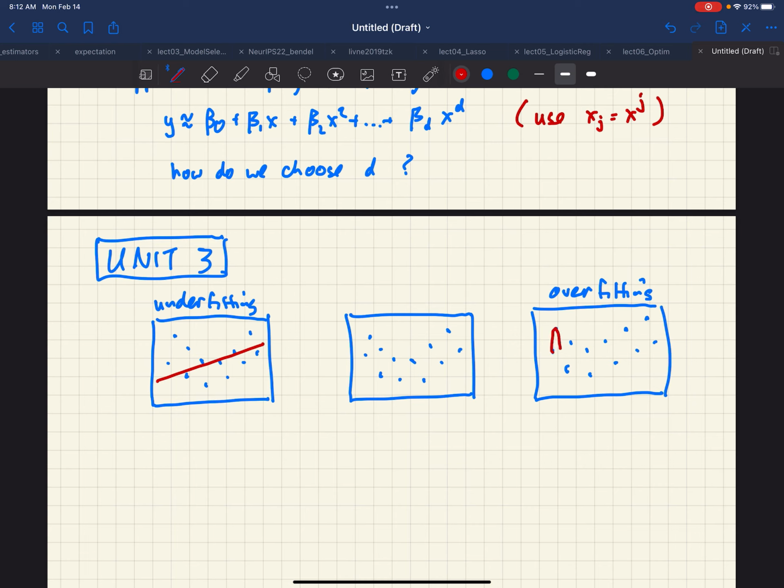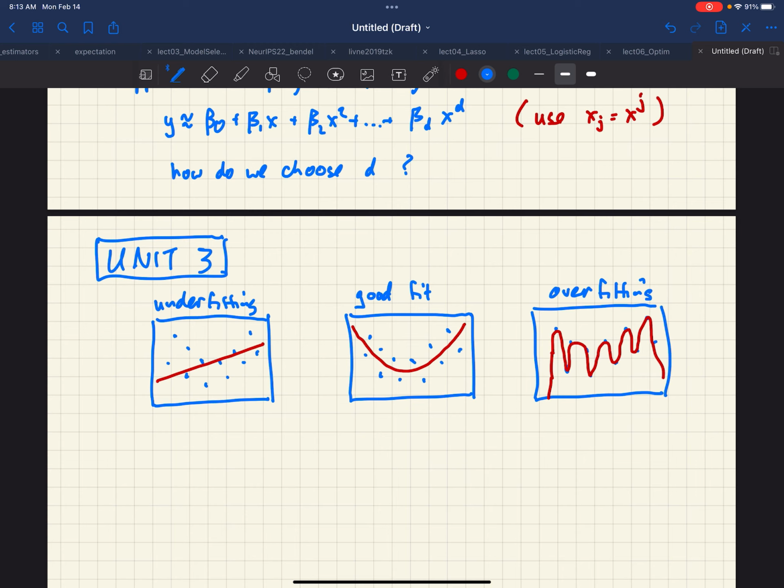In overfitting, we make a model, let's try again. Something like this. Maybe we fit all the points perfectly, but that is not what we want because we're modeling the noise. And then I'll say good fit in the middle. We want to do something like this. And so the question is how do we get that good fit?